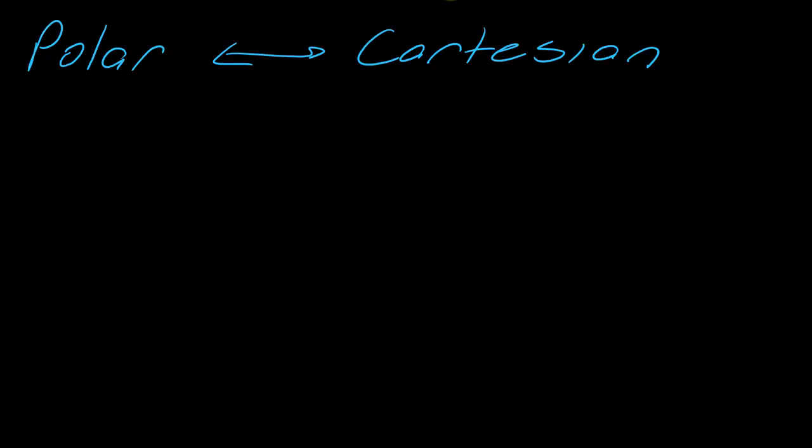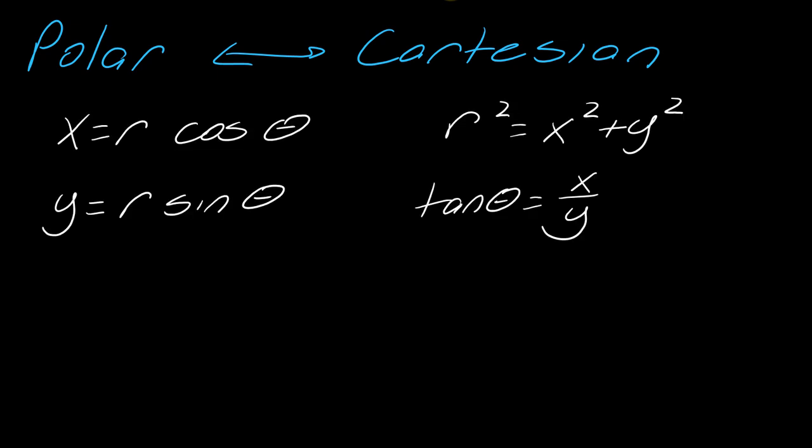The other thing that sometimes you're asked to do when you're first learning about polar coordinates is to convert between polar and Cartesian coordinates. So there are a few equations that we can relate to help us do this. Those equations are x equals r cosine theta, y equals r sine theta, r squared equals x squared plus y squared, and tangent theta equals x over y.